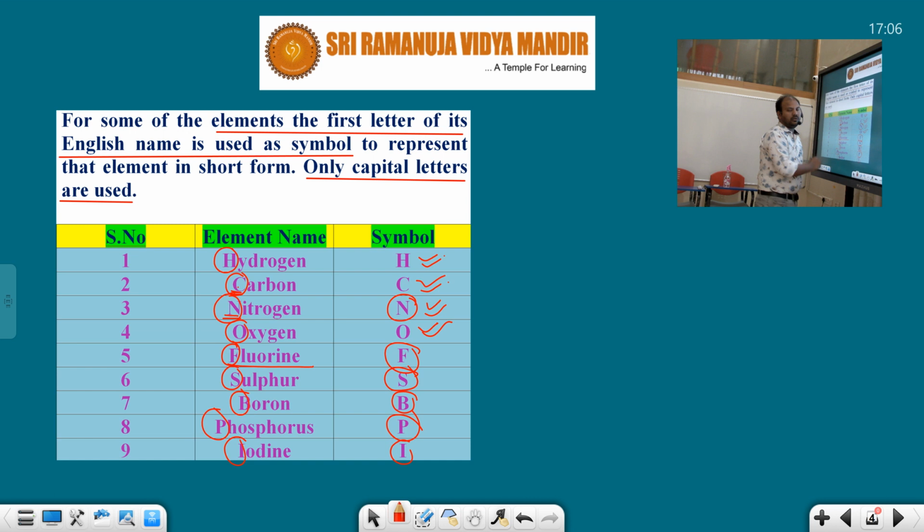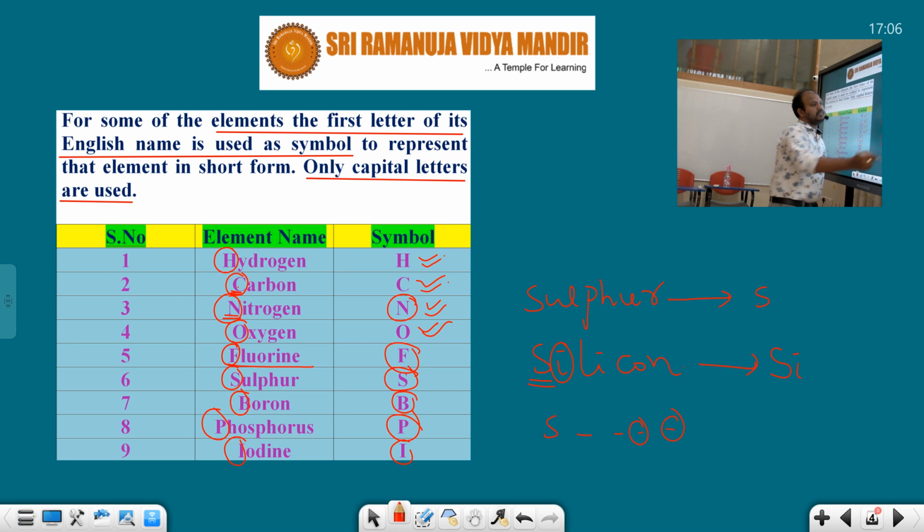Here you should take this one: sulfur, silicon. For sulfur, the first letter is S. For silicon, the first letter is S as well, but S is already taken by sulfur. That's why we should take I for silicon. Understood? So sometimes it depends upon the third letter or fourth letter, any prominent letter, whenever you have to write the symbols.